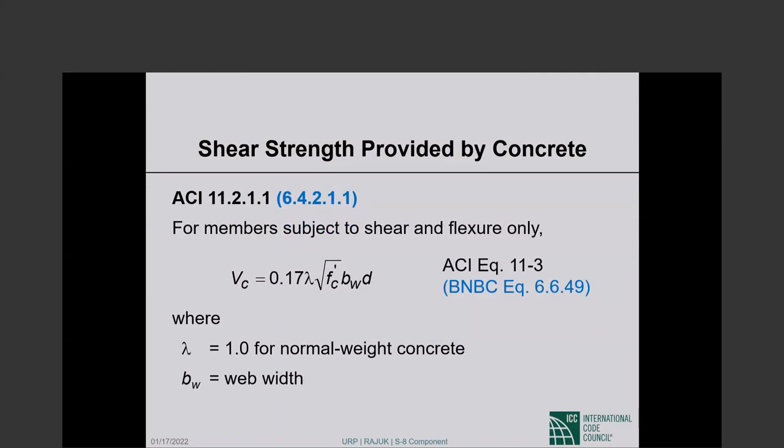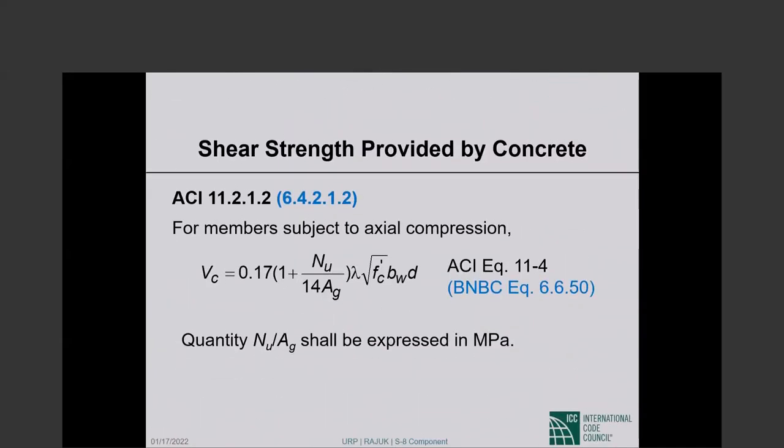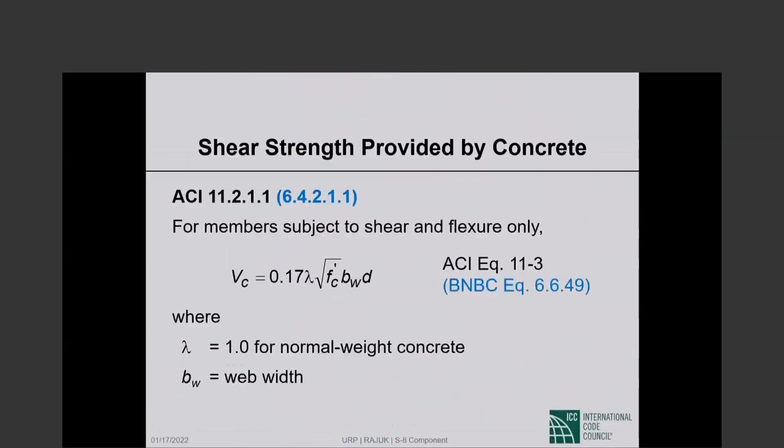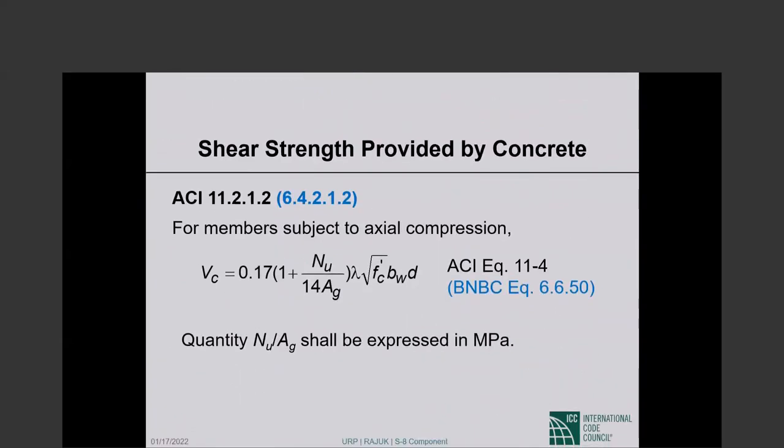For members subject to shear and flexure only, as opposed to axial force, V_c is 0.17 times the lightweight concrete factor times square root of f_c' times b_w d. We have seen this 0.17 square root of f_c' for quite a while now. Okay? So that was flexure and shear only, no axial force. For members subject to axial compression, this term is added: N_u divided by A_g. N_u is the factored compression. A_g is the gross cross-sectional area. And if you want this expression, then the N_u over A_g has to be in MPa. So the first equation is shear and flexure only. This is axial compression.